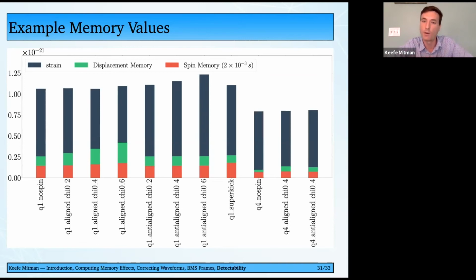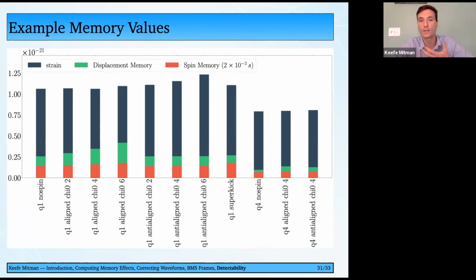The spin memory, however, you can see is pretty small compared to the displacement memory. So even though we expect a large amount of angular momentum to be radiated, it seems like the spin memory is going to be much harder to detect than the displacement memory.